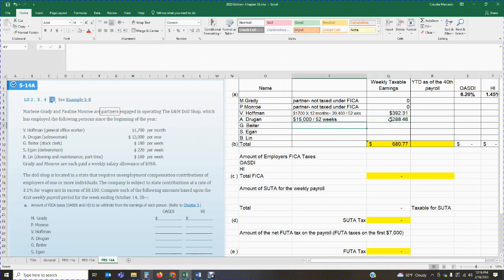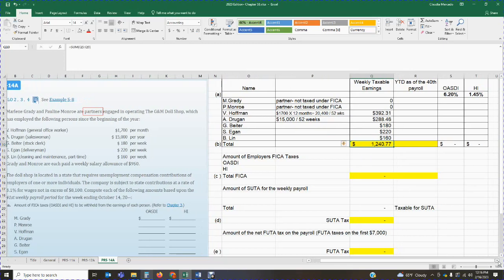Beater, they already give you the weekly pay, so we don't have to do any calculations. We just copy that over, 180. Egan gets paid $220 a week. And Lynn gets paid $160. So the only ones that we had to really calculate our weekly pay for was for Hoffman and for Drugan. And I put the calculations there.